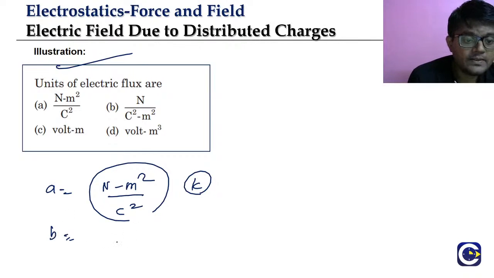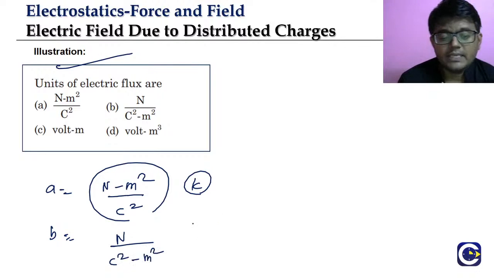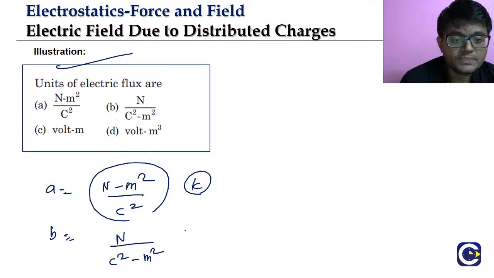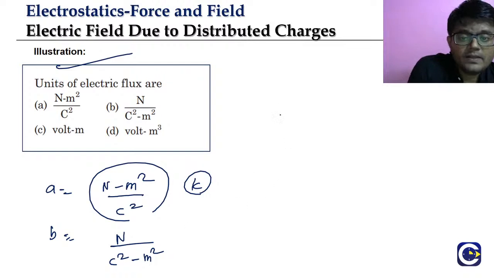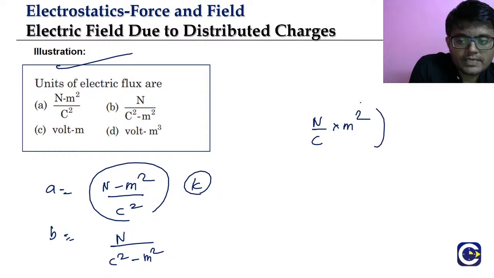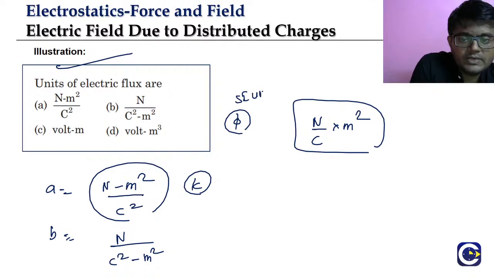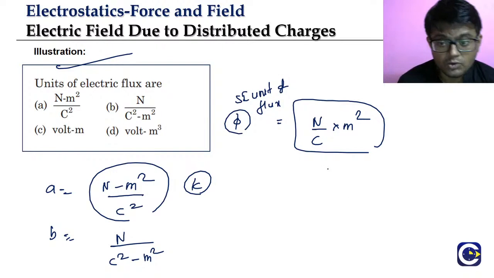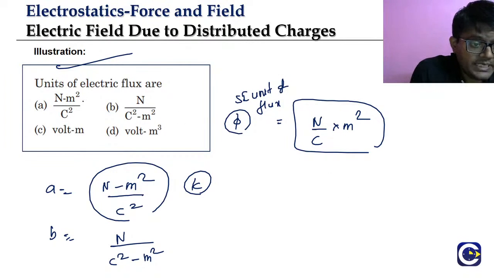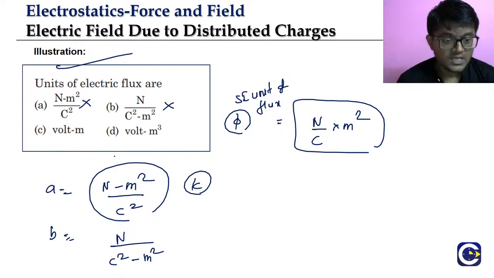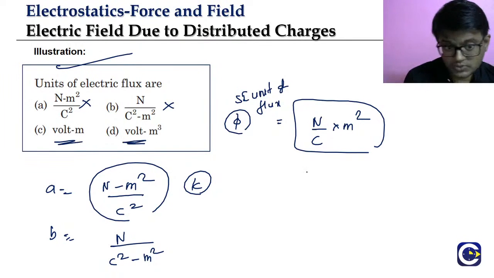Option B has Newton divided by coulomb square into meter square. Check it. What is the unit that we got just now? Newton per coulomb into meter square. This is the SI unit of flux. Here we have Newton divided by coulomb square into meter square, so option A is not correct, option B is not correct. We have to choose only between options C and D.